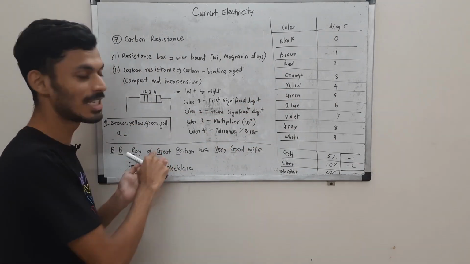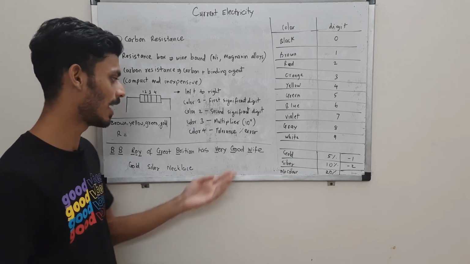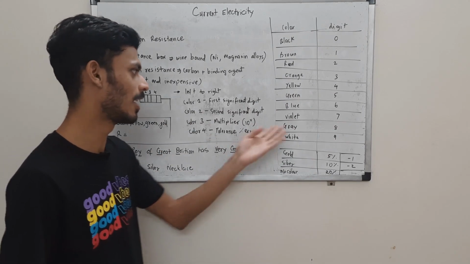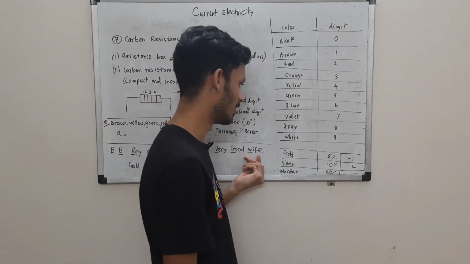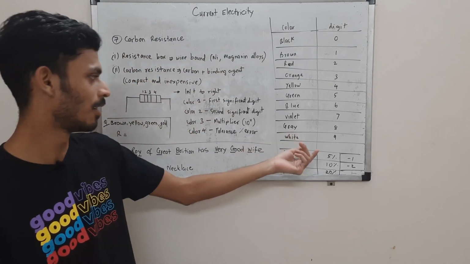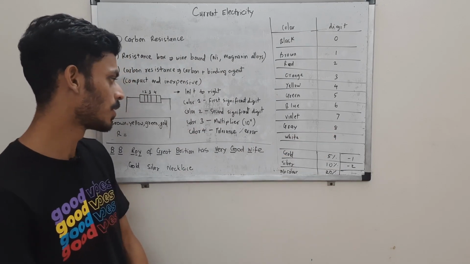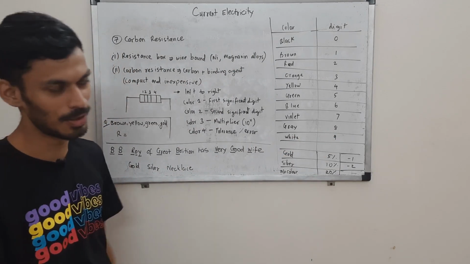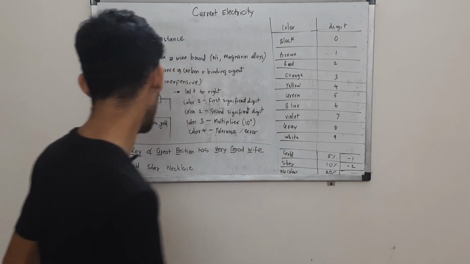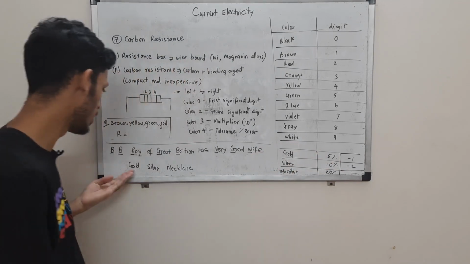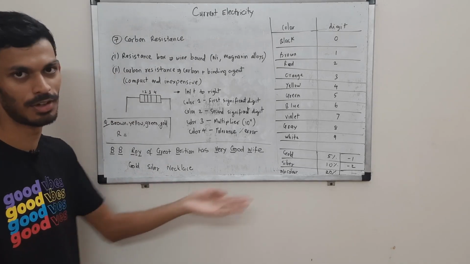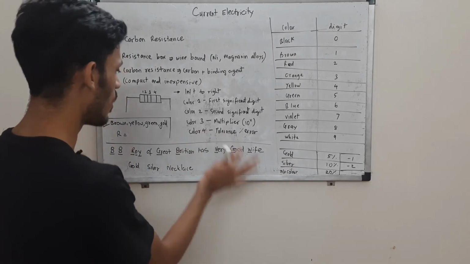Okay, so first G is green, remember that, or grey is 8. You can directly remember that. And last is white, which is 9. So BB Roy of Great Britain has very good wife. And finally gold, silver, necklace, because 5, 10, 20, 5, 10, 20. G, gold, silver, and N for no color. So that is how you'll remember it.